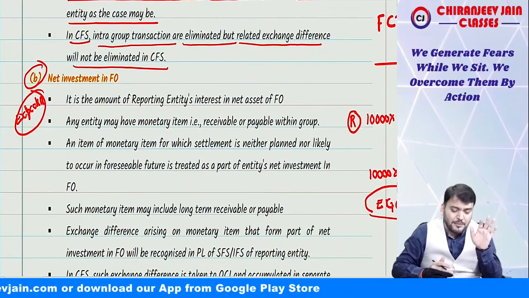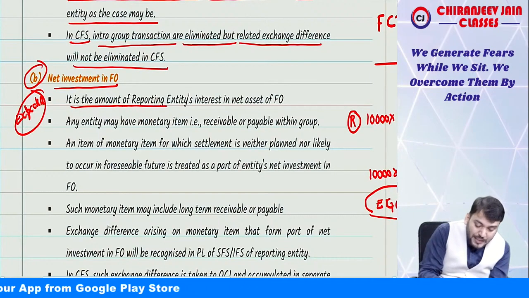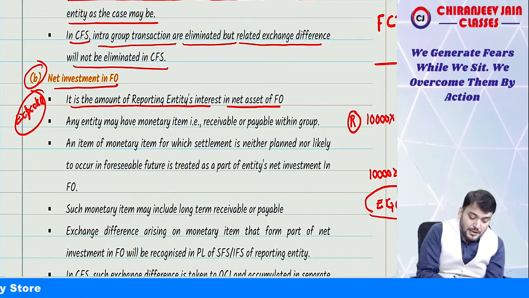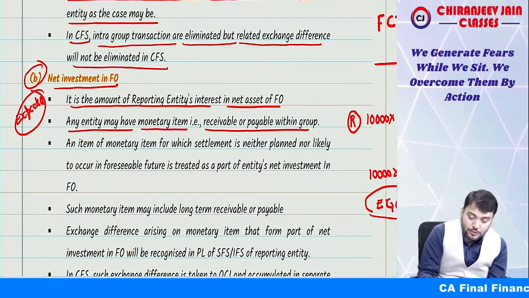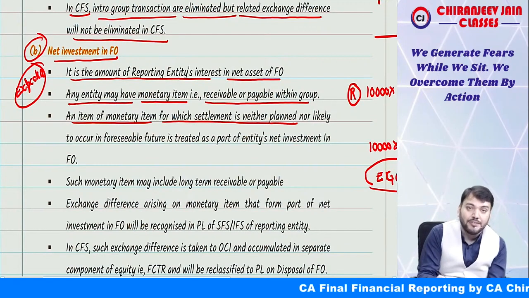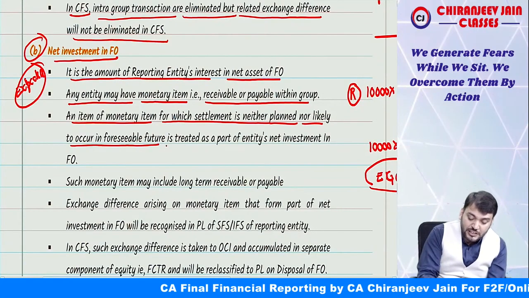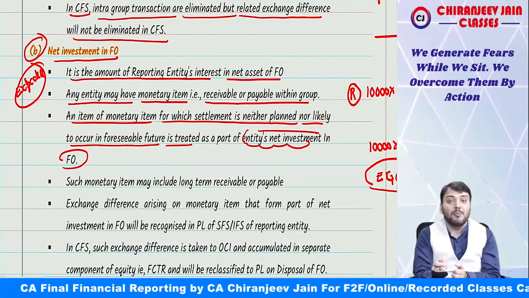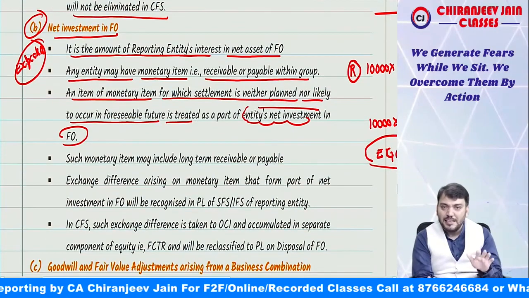So what Ind AS 21 says, just try to understand. Net investment in FO is the amount of the reporting entity's interest in the net assets of the FO. In the net assets of the FO, any entity may have a monetary item that is receivable or payable within the group. An item or monetary item for which settlement is neither planned nor likely to occur in the foreseeable future is treated as a part of the entity's net investment in the FO.